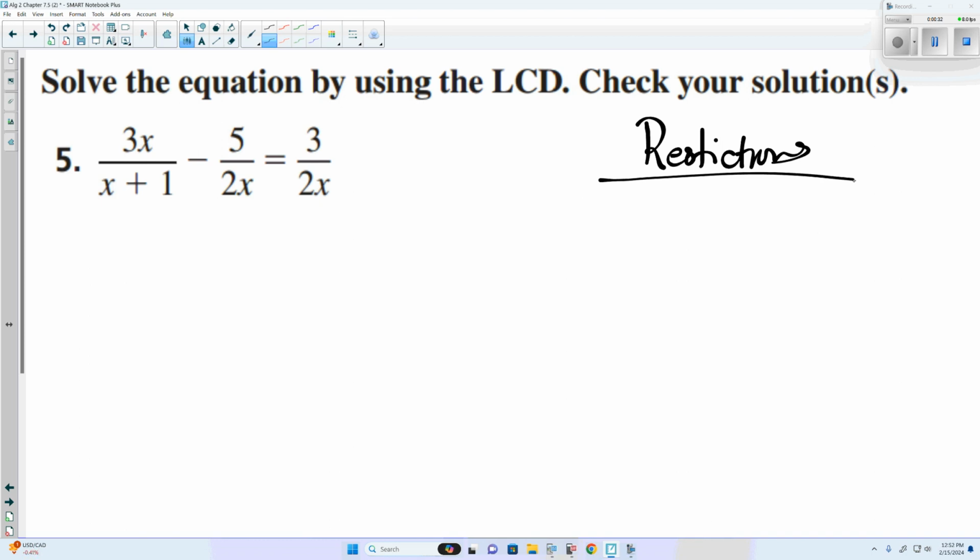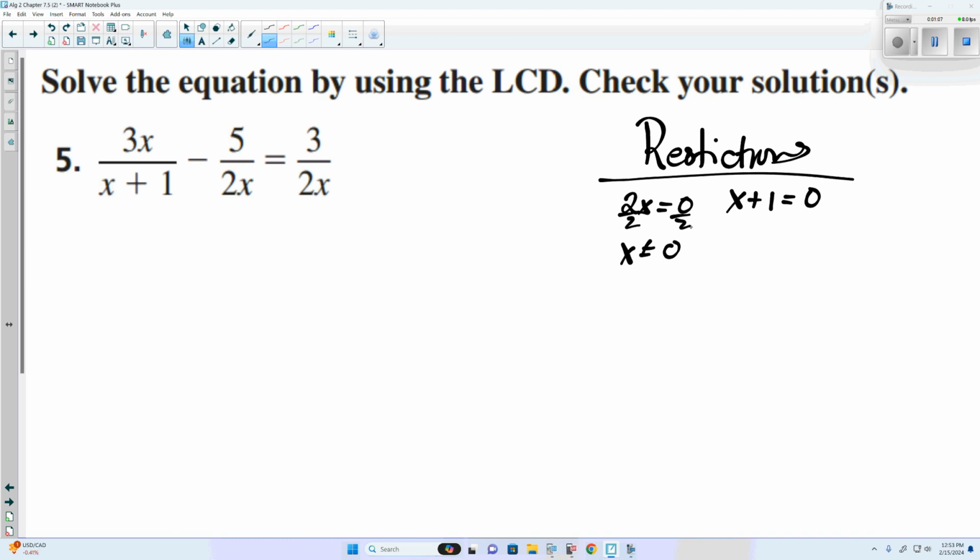Now our restrictions are going to be whatever value of x is going to make the denominator be 0. So our two places where it can be 0 are 2x and x plus 1. For 2 times x, there's two ways we can go about solving it. One, anytime we have two or more things multiplied together to equal 0, one of them must be 0. So x is equal to 0. Or we can just divide both sides by 2, and it still tells us that x is 0.